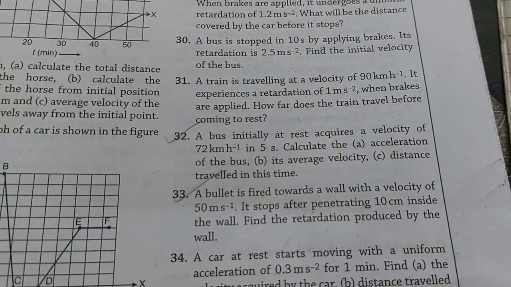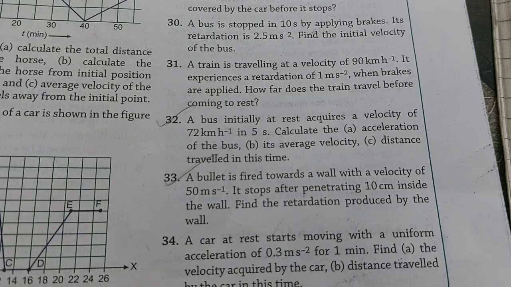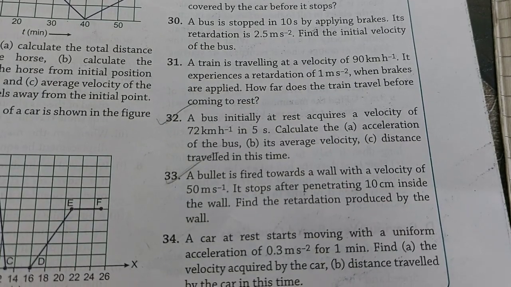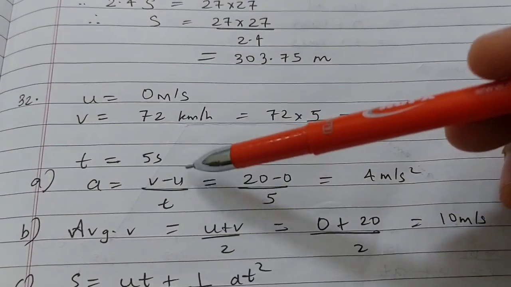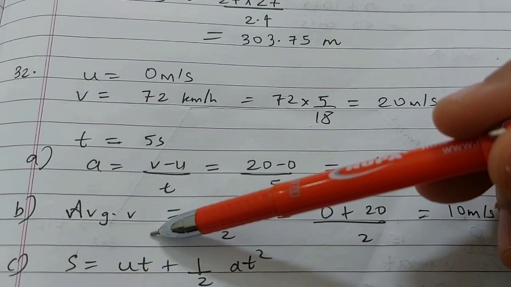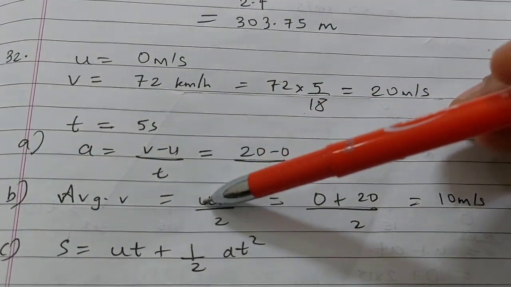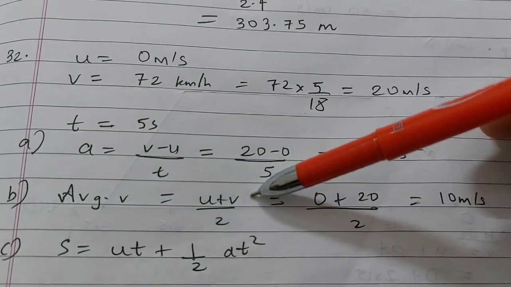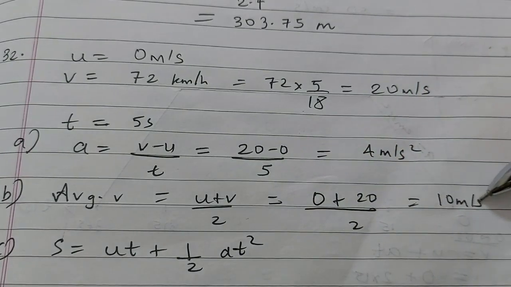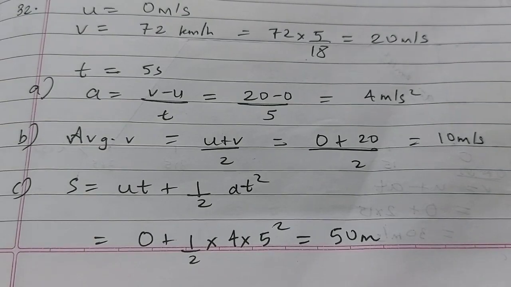Now the 32nd sum. A bus initially at rest, so u is 0, acquires a velocity of 72 kilometers per hour, that is 20 meters per second. Time is given. Find the acceleration, average velocity, distance. So easy. Acceleration, v minus u upon t. Average velocity, since it was uniform acceleration, since there was no change in direction, I can now use the formula (u + v) upon 2. We cannot use it every time, only in case of uniform acceleration. So the average velocity is 10 meters per second. And the distance, I'll use this formula to get the answer as 50 meters.